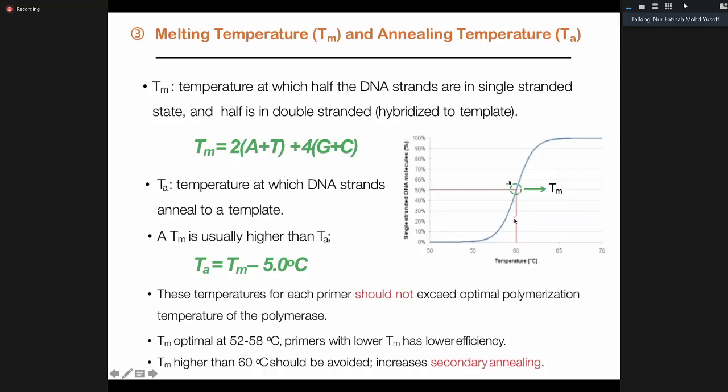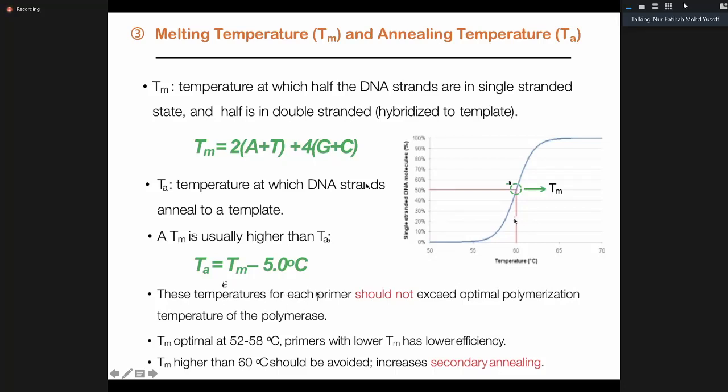Annealing temperature is when the DNA strand anneals to a template. DNA strand meaning the primer. Melting temperature is usually higher than annealing temperature. So this is a simple equation for calculating the melting temperature: the number of A and T in the primer sequence times 2, plus the number of G and C times 4. It's quite direct. And you can calculate the annealing temperature by subtracting 5 degrees from the melting temperature.